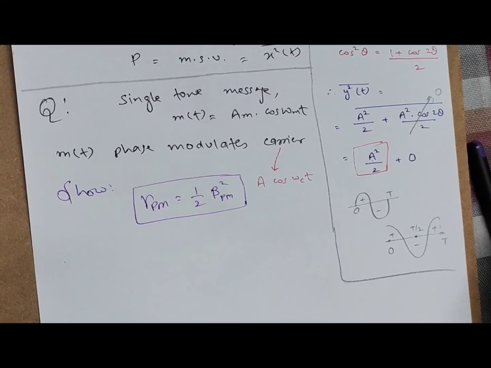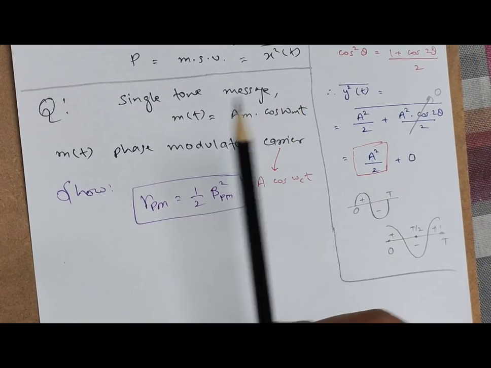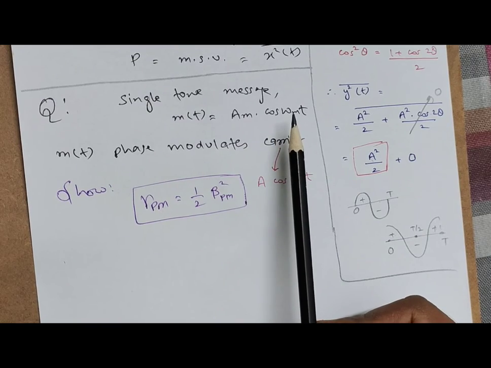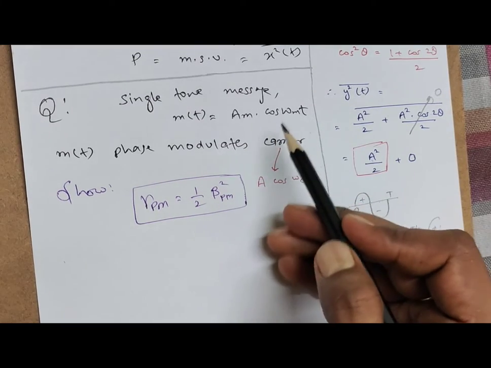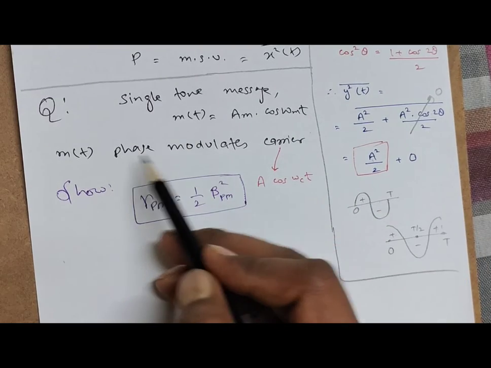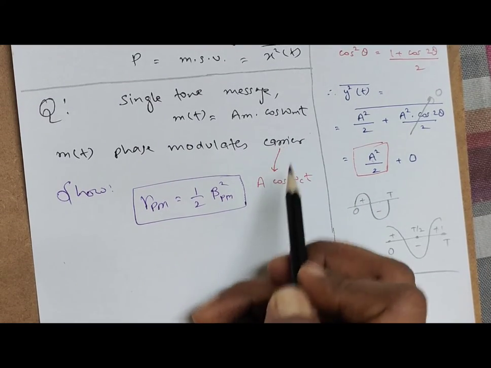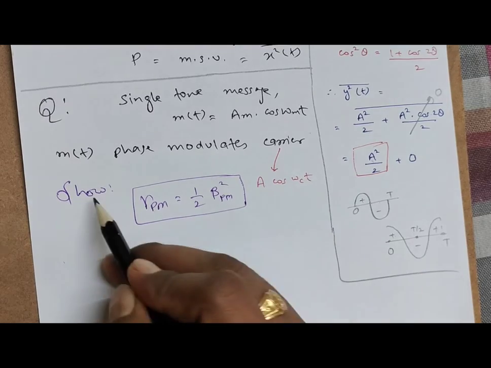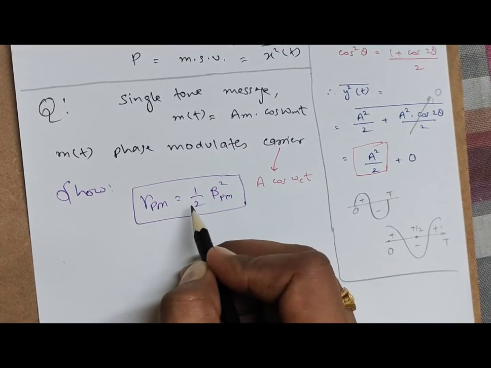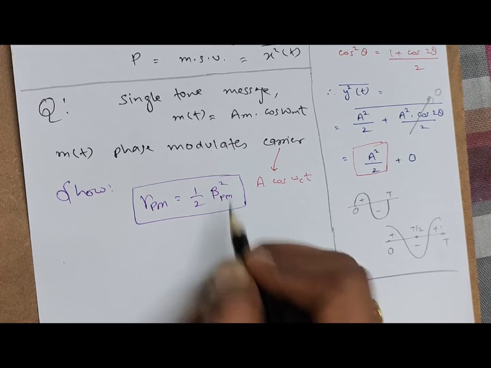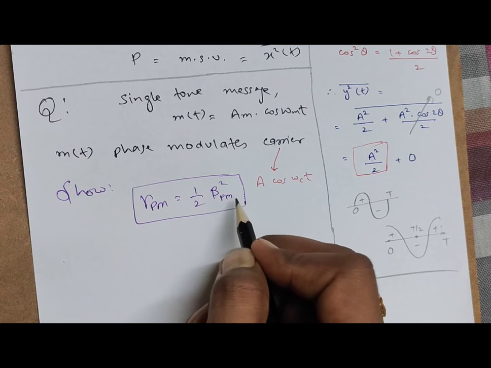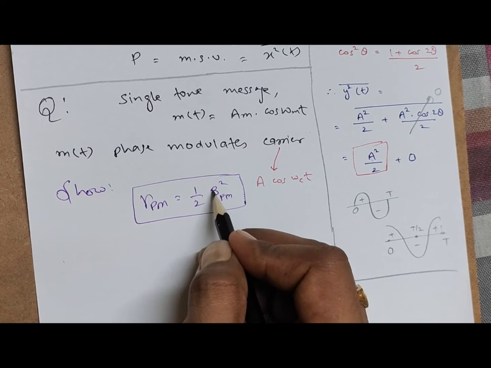So here is the question. It says, take a single tone message. Single tone message means the message exists at one particular frequency, only at omega m, okay? So this message m(t) phase modulates the carrier. The carrier is given by A cos omega c t. Then we have to show the figure of merit for this phase modulation system is given by half of beta PM square. What is beta PM? Beta PM is the modulation index of the PM signal, right? So that we will see.